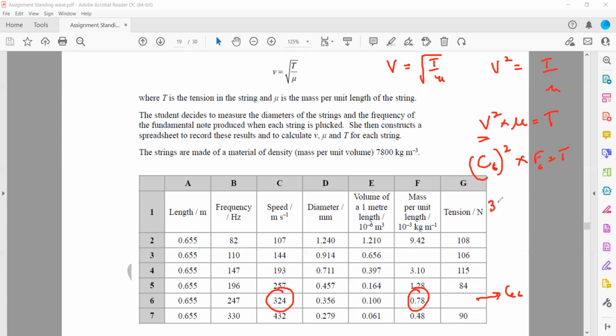So C6 is how much? 324, squared, multiplied by F6, which is how much? 0.78 times 10 to the power minus 3. Multiply, and you will get the tension. What's the answer for this? 82. So 82 newtons is the tension in this string. So that's how you complete this spreadsheet.